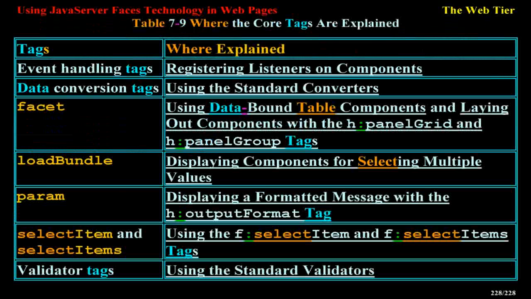Table 7-9 Where the core tags are explained. Event handling tags: registering listeners on components. Data conversion tags: using the standard converters. Facet: using data-bound table components and laying out components with the h:panelGrid and h:panelGroup tags. Load bundle: displaying components for selecting multiple values. Param: displaying a formatted message with the h:outputFormat tags. selectItem and selectItems: using the f:selectItem and f:selectItems tags. Validator tags: using the standard validators.